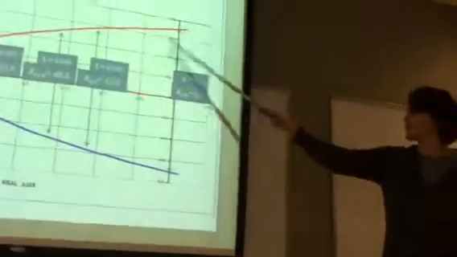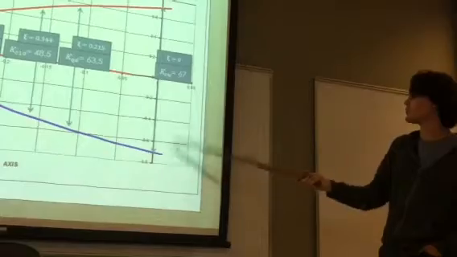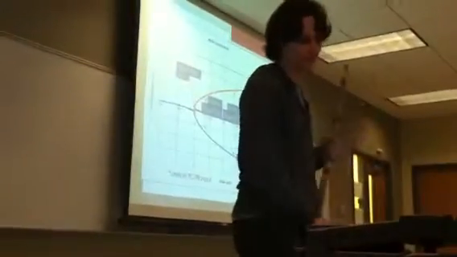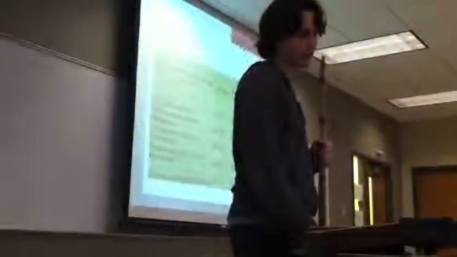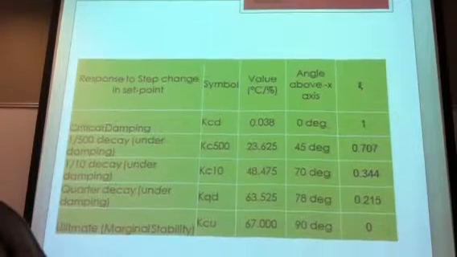Everything left of the real axis is sustainable. They won't go crazy on you. And here are our results. These are the KC values we obtained using those various zeta values that were assigned to us.